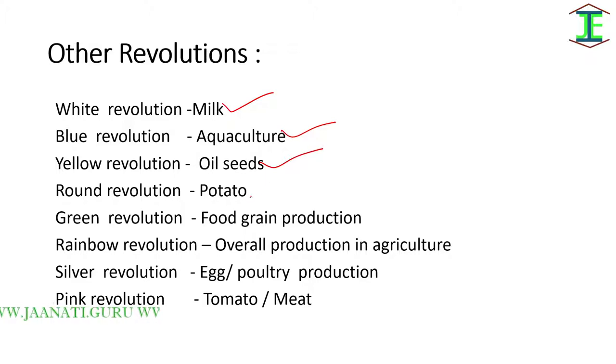round revolution by potato, green revolution by food grain production, rainbow revolution by overall production in agriculture, and then silver revolution by egg or poultry production, and then pink revolution by tomato or meat.